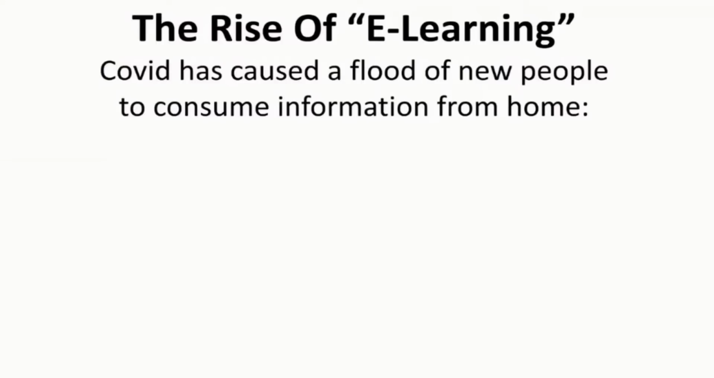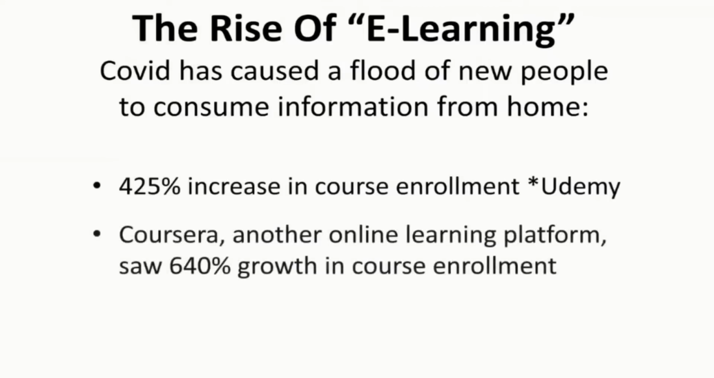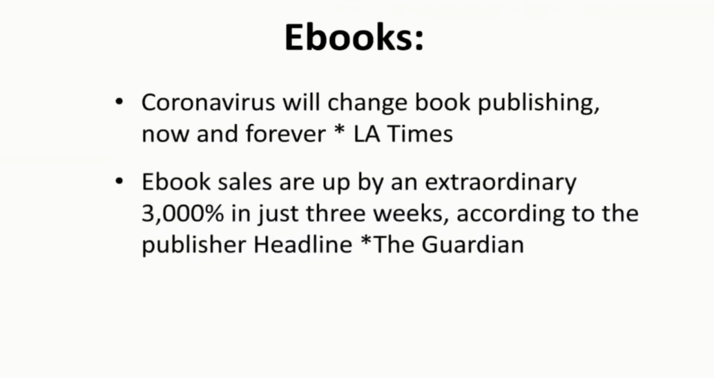And this is a rapid innovation that happened just over a couple of years, but we've seen huge increases. Udemy has seen a 425% increase in course enrollment. Coursera, another learning platform, these are both learning platforms that sell courses, saw a 640% increase in enrollment. The LA Times says that thanks to the pandemic, ebook publishing or book publishing has changed forever because it's all moving online.